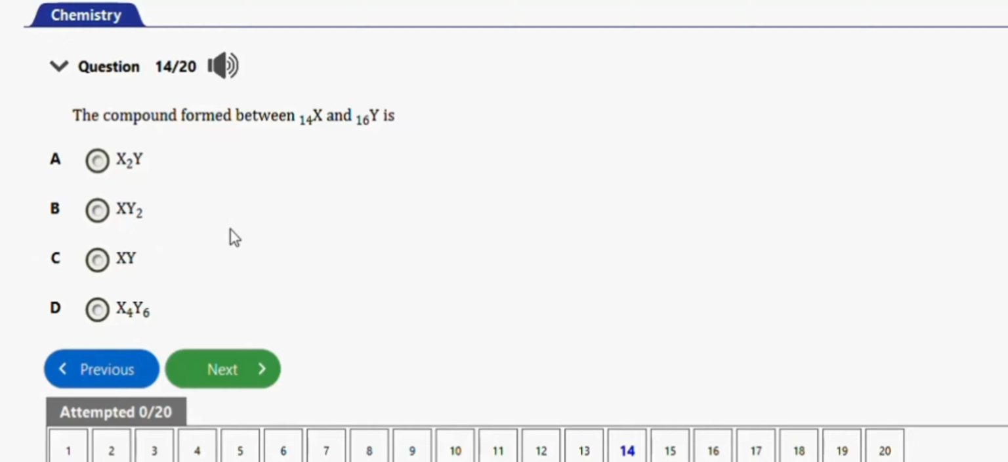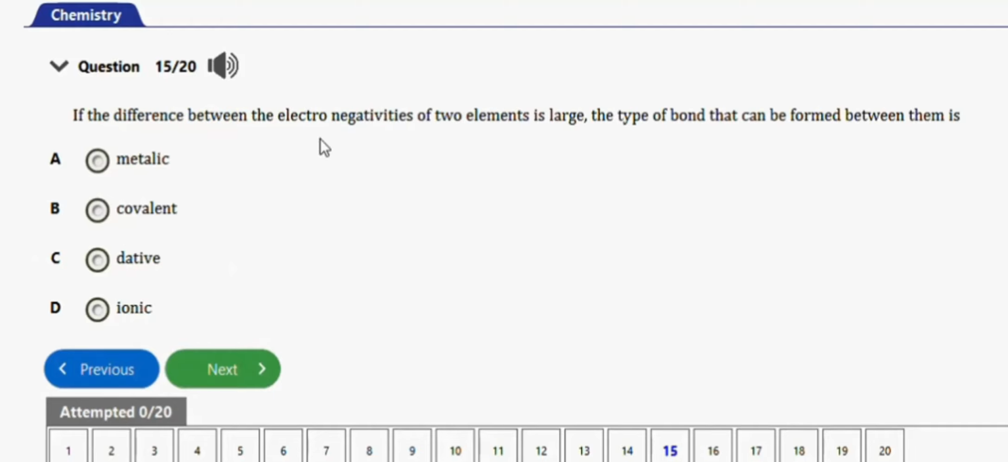The next repeated question will be this one. It says if the difference between the electronegativities of two elements is large, the type of bond that can be formed between them is ionic. Option D, guys. Very important. Take note of this question. So it's either called ionic or electrovalent. They both mean the same thing in chemistry.